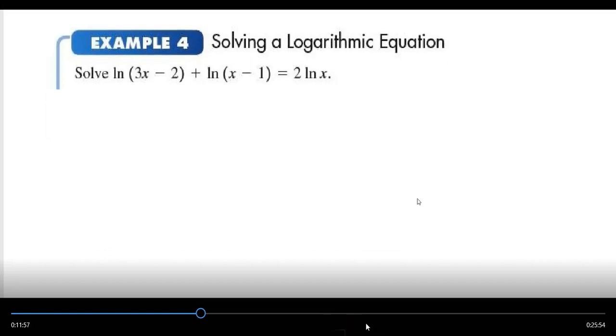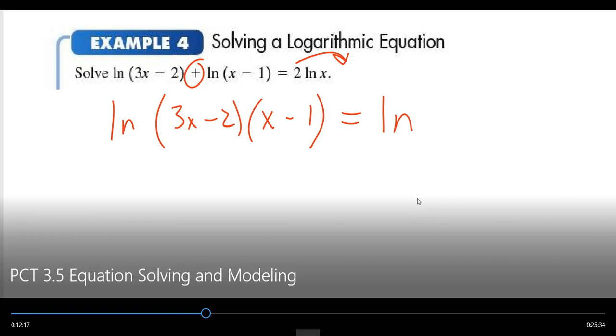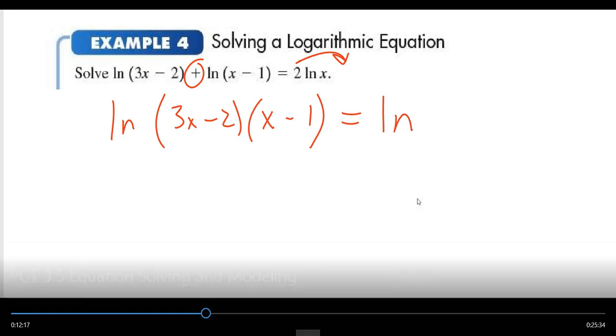So, if I'm using my log properties here, because I see addition right there, I know I can multiply. So that would be the natural log of the product of 3x minus 2 and x minus 1. And I can also take that and make that an exponent based. Now, why am I doing that? Because I need single logarithms on both sides of the equation. Single logs, right? That's what we want on both sides so we can compare the arguments.